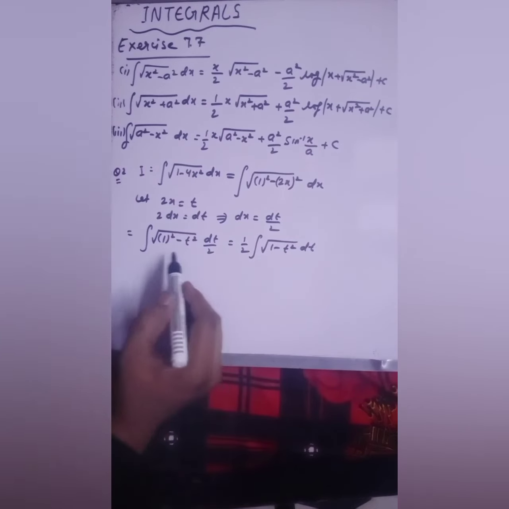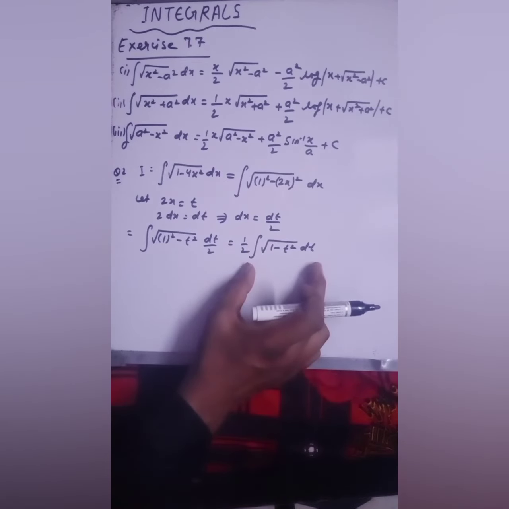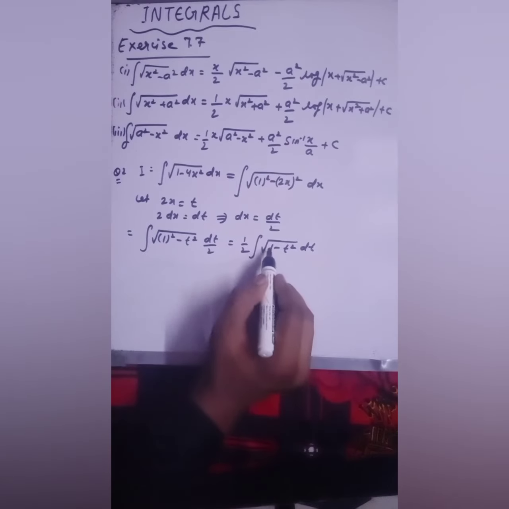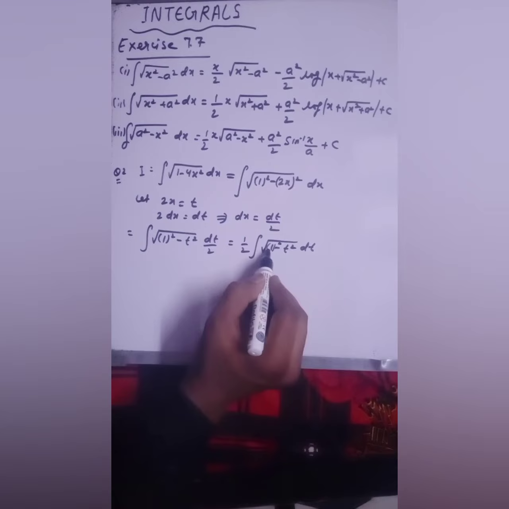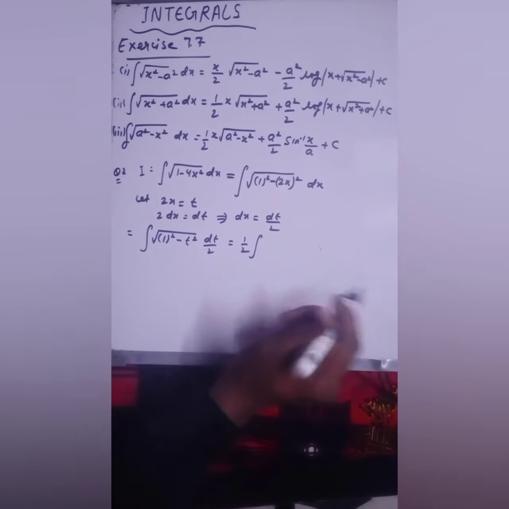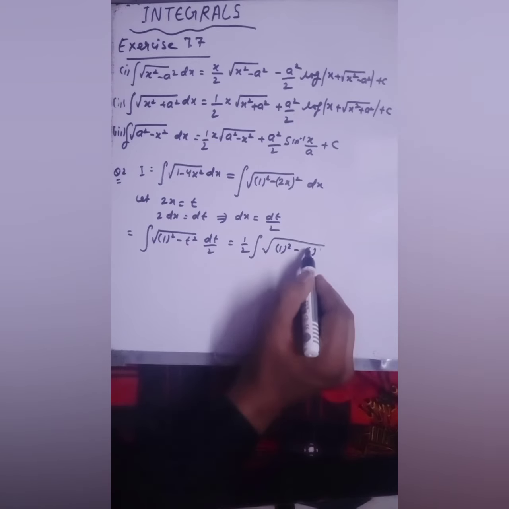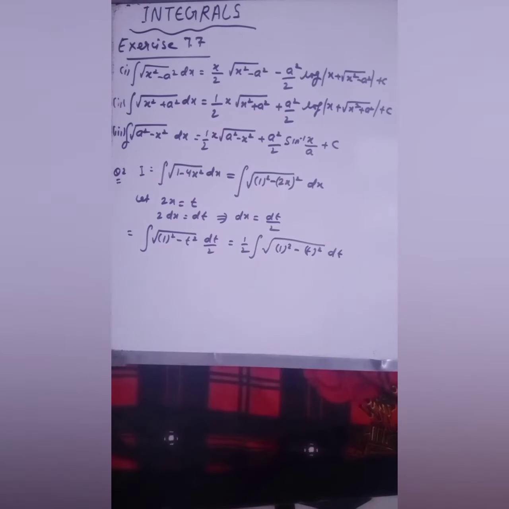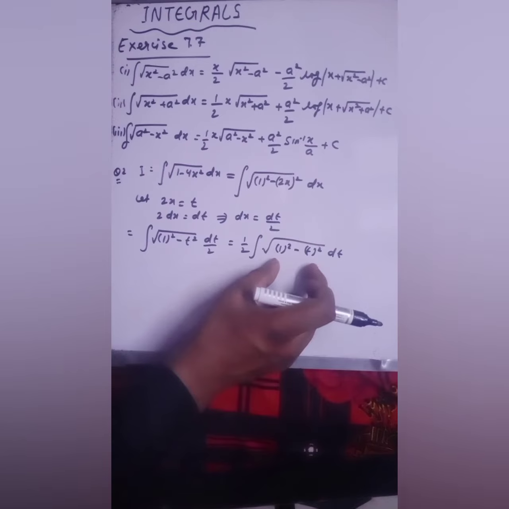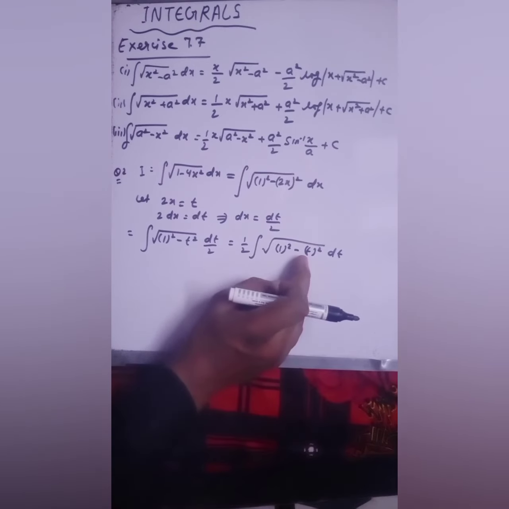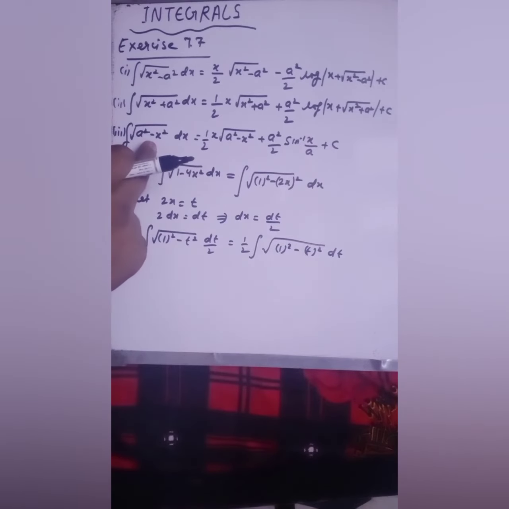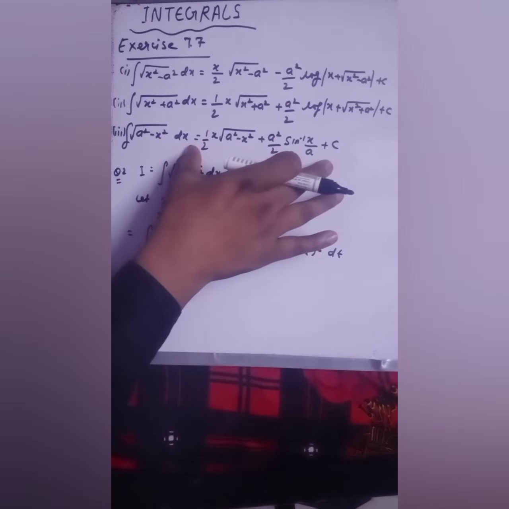So now after simplification, you will get this. Now as you can see, this is your 1, so I can write this as 1 whole square, so this is 1 square. I'm writing it again, just wait. So I'm writing 1 square minus t whole square into dt. As you can see, this is your a square minus x square. So this is your formula.